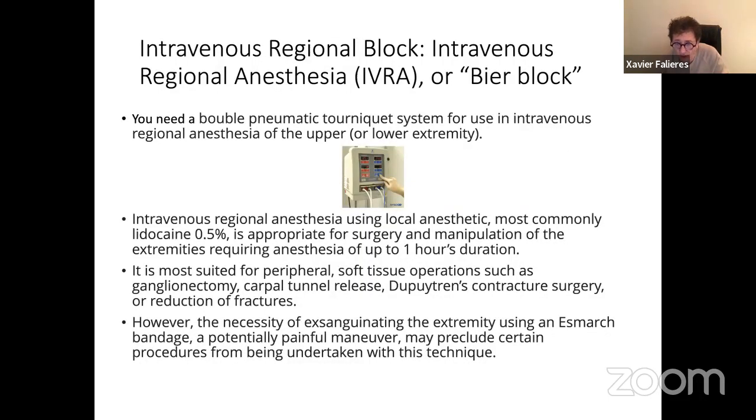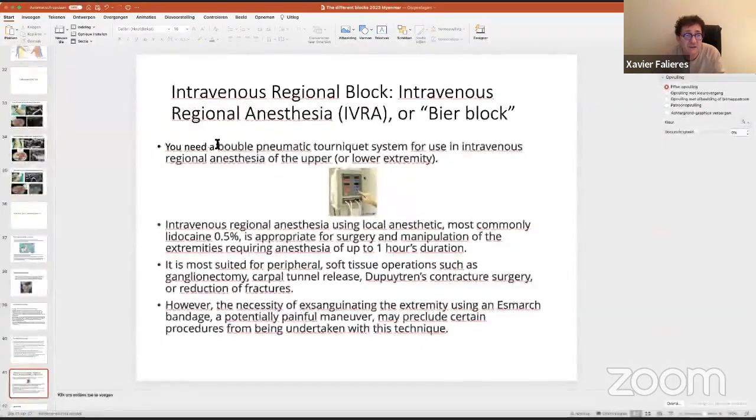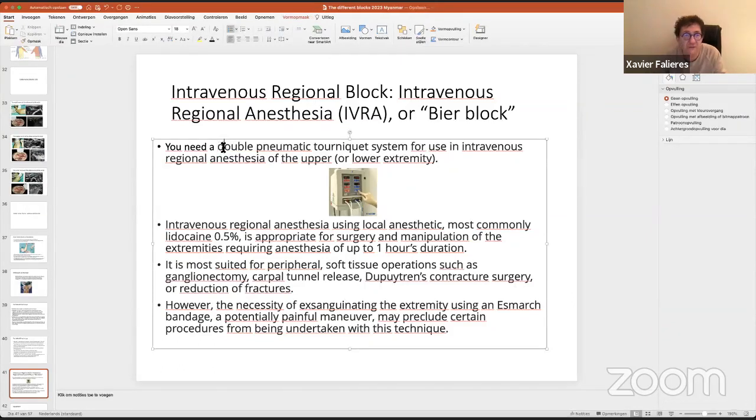And back to the old technique, from my time when I was beginning anesthesia, we were giving the Bier block, the intravenous regional block. And it's totally back, and certainly for you, if you have a double tourniquet, it can be very, very interesting because it's totally simple and it's great and it works. What you need is a double tourniquet.